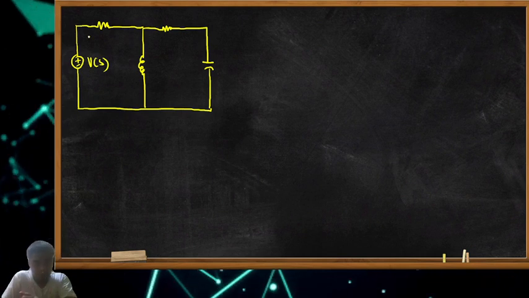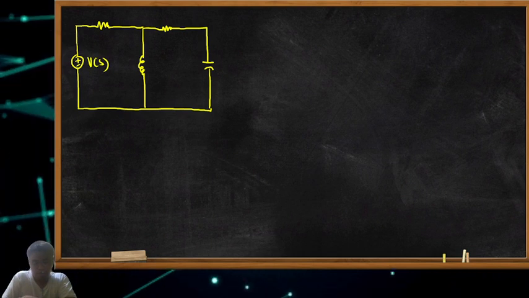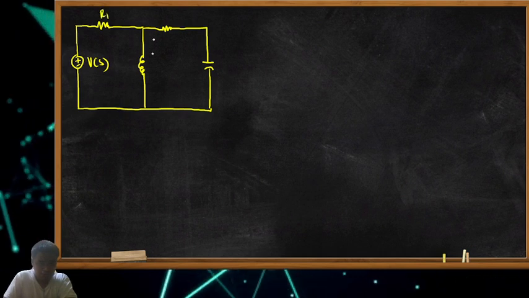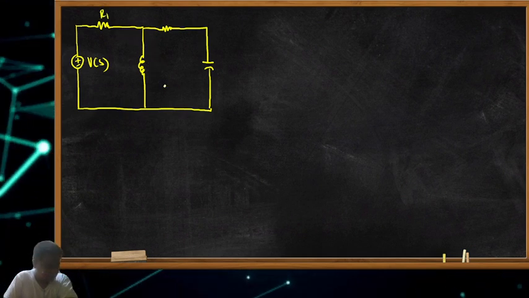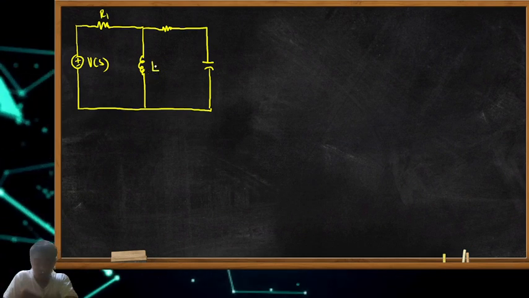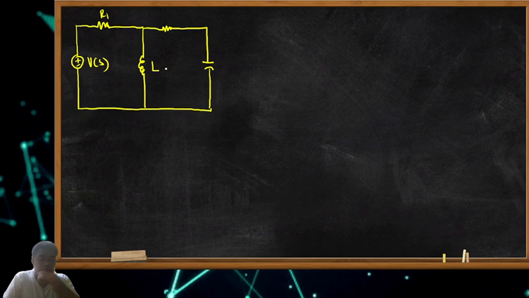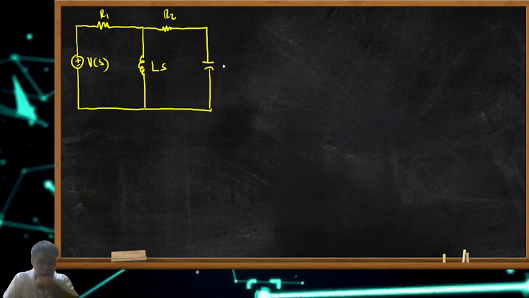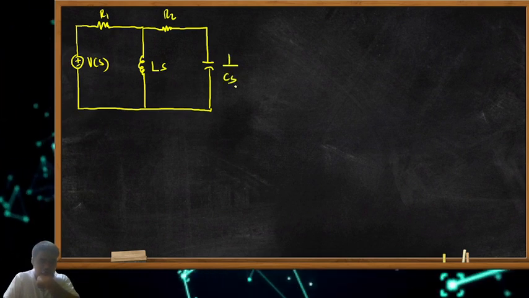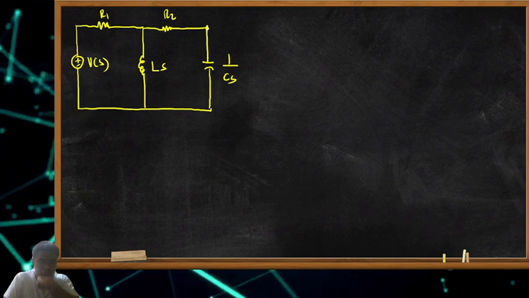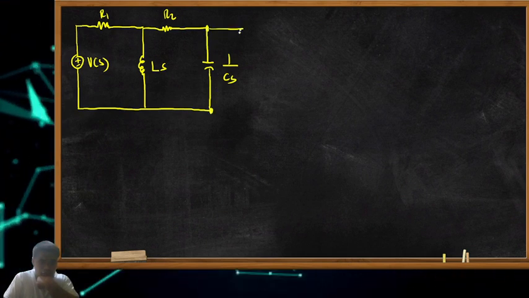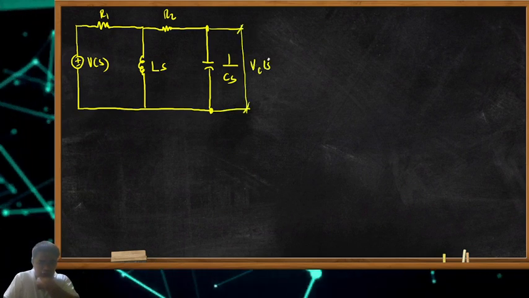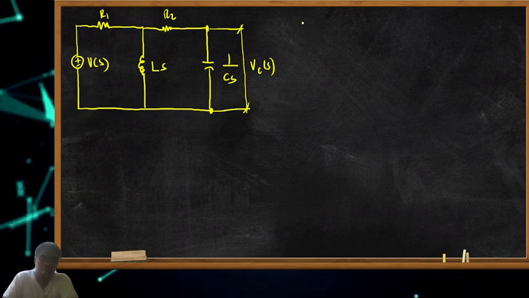We have already gotten the equivalent impedance, or the equivalent Laplace transform, of our given circuit. This will be our R1, and this will be our L. So for the equivalent impedance, this will be Ls, this will just be R2, and this will be 1 over Cs, so C times S. Then we are going to get the voltage over here, this is our Vc of S. So the question is, we are going to get the transfer function.